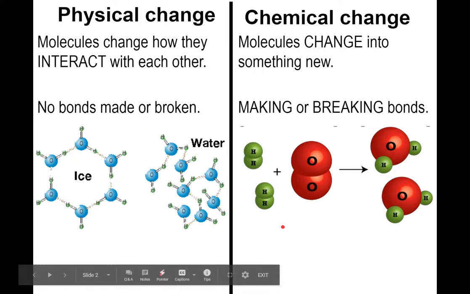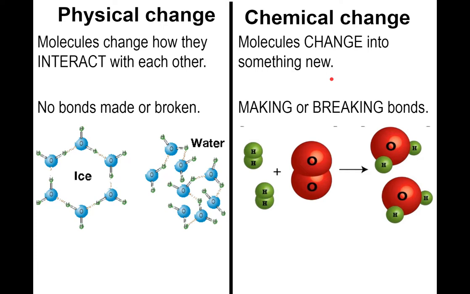Now, in chemical change, the molecules themselves change into something new. So it's not just how the molecules interact with each other, it's the molecules themselves that change. So this means there's making or breaking of chemical bonds.